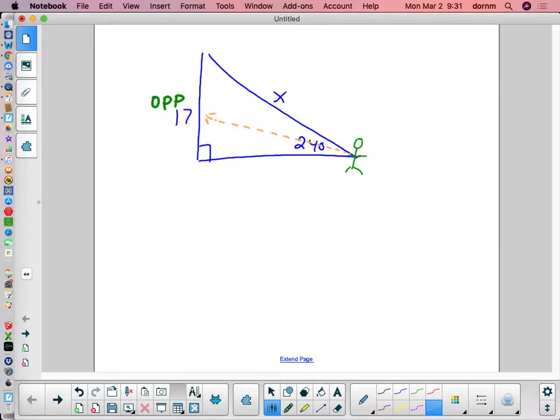Which side is the hypotenuse? Should be easy to identify. That's my longest side, it's my hypotenuse. So this must be the adjacent.